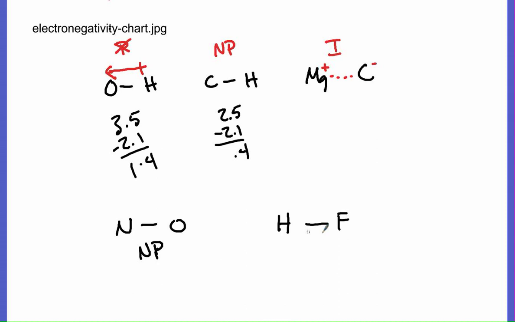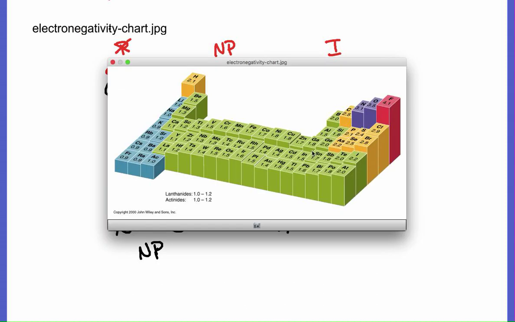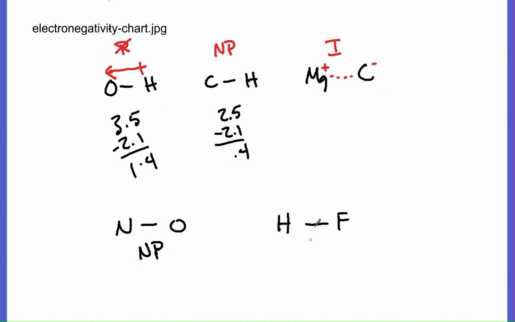Otherwise, hydrogen and fluorine, again, I'd look it up. Fluorine's 4.1, hydrogen's 2.1. That's a separation of 2. That's huge. That's way bigger than 0.4. So I know that this is polar, but I also know that the fluorine is more electronegative than the hydrogen. So I'm going to point my arrow to the right.